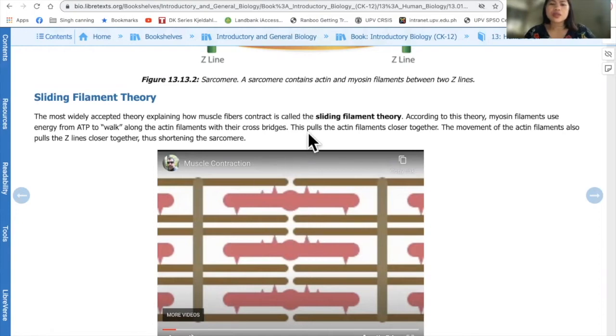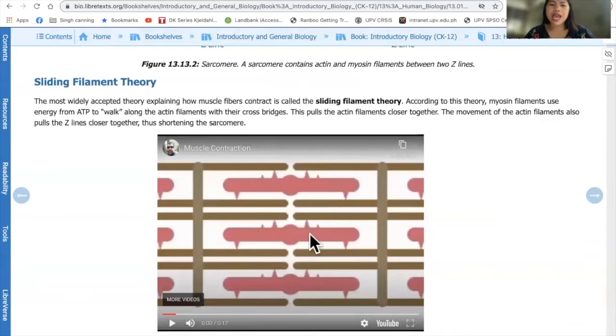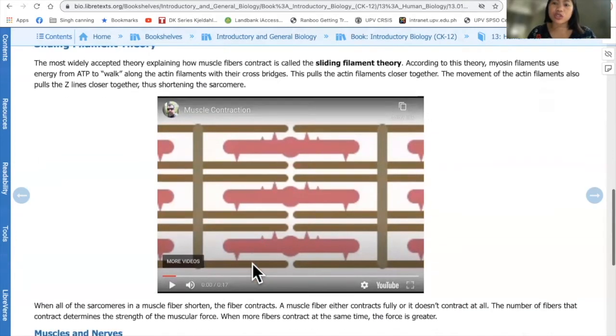Okay. So this pulls the actin kasi nagaganon siya. Ito yung actin mo. Parang yung myosin mo tinutulak-tulak niya ito, tinutulak niya yung actin mo para come in closer sila. So dahil nagiging closer, nagmi-meet yung dalawang actin, it causes contraction. So this pulls the actin filaments closer together, causing the contraction or shortening of the muscle.